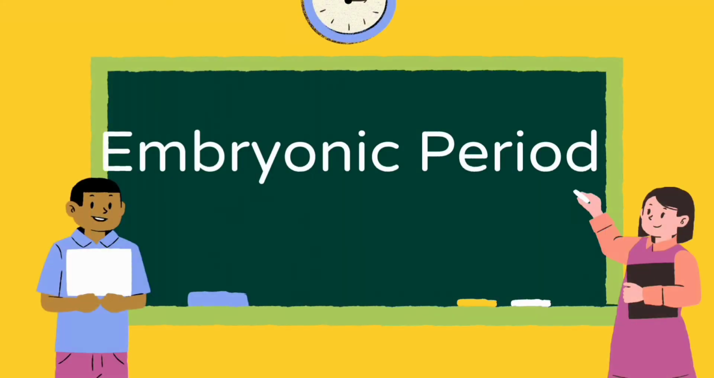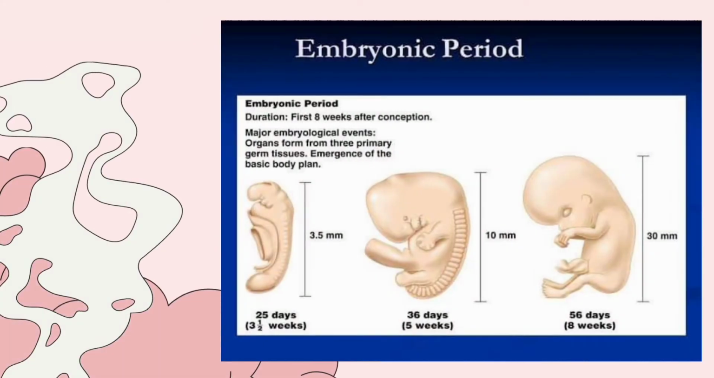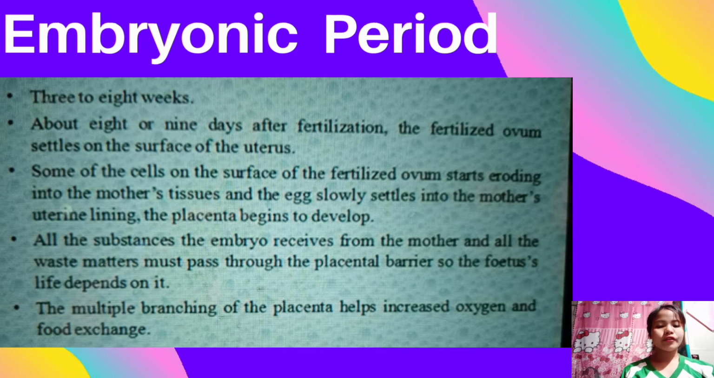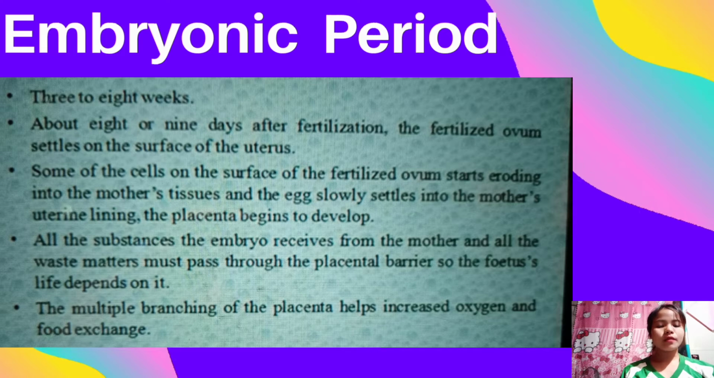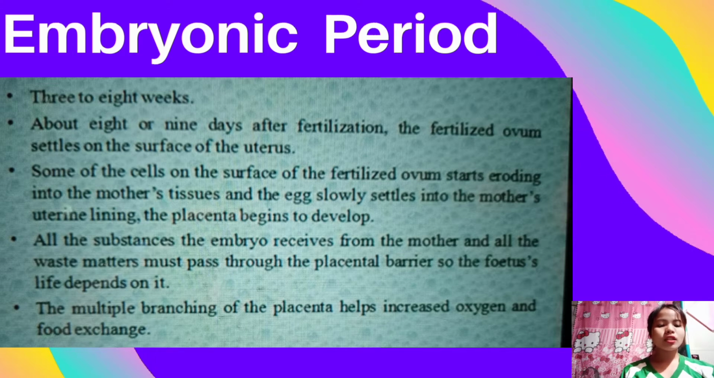The second stage of prenatal development is called the embryonic period. Embryonic period, 3 to 8 weeks. About 8 or 9 days after fertilization, the fertilized ovum settles on the surface of the uterus. Some of the cells on the surface of the fertilized ovum start eroding into the mother's tissues, and the egg slowly settles into the mother's uterine lining.